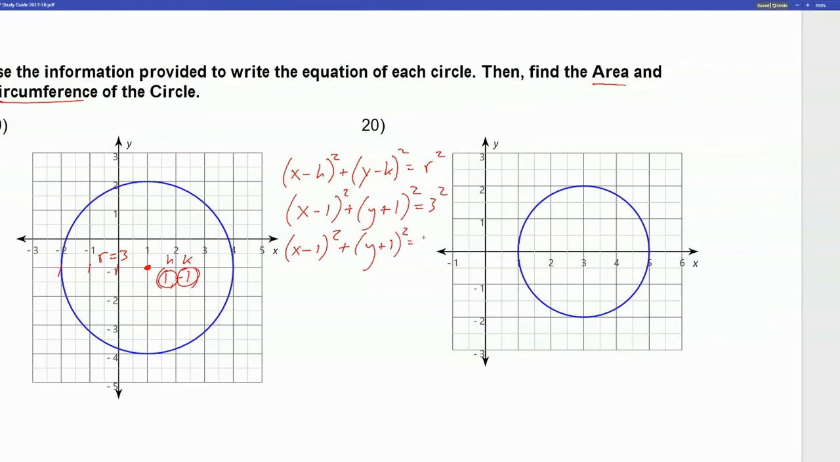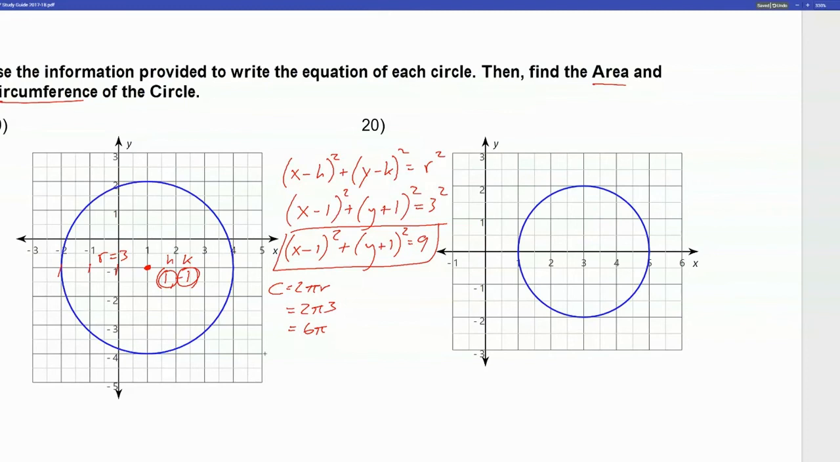And 3 squared is really just 3 times 3, which is 9. And that is your equation of your circle. Now, again, they asked you to find the circumference. So that's just 2 pi r. Your r was 3. So really, you're just doing 2 times pi times 3. 2 times 3 is 6. And that's 6 pi. You could do 3.14 if they said. If they didn't say it, you could do 6 times whatever your pi symbol is.